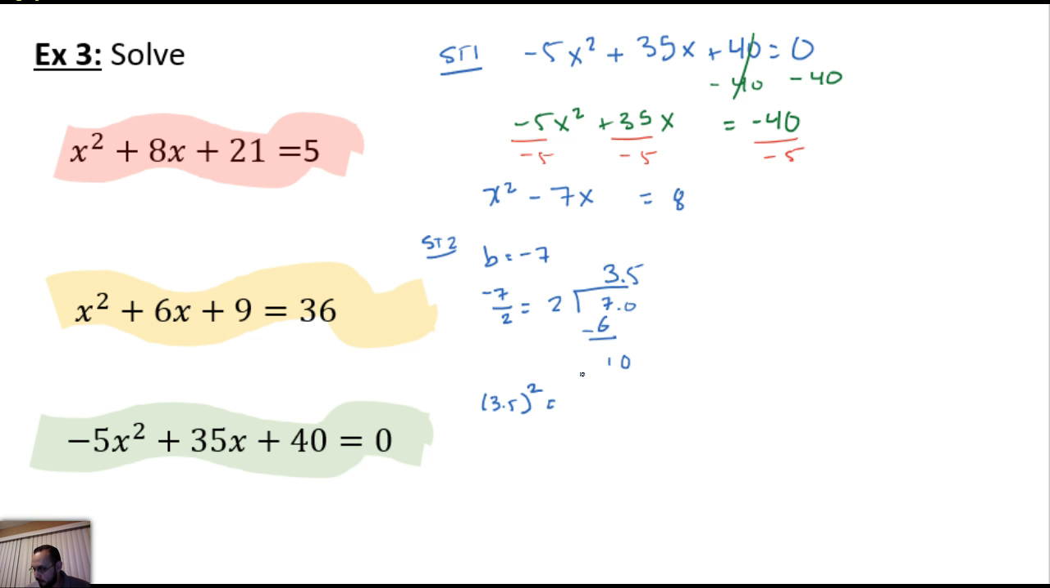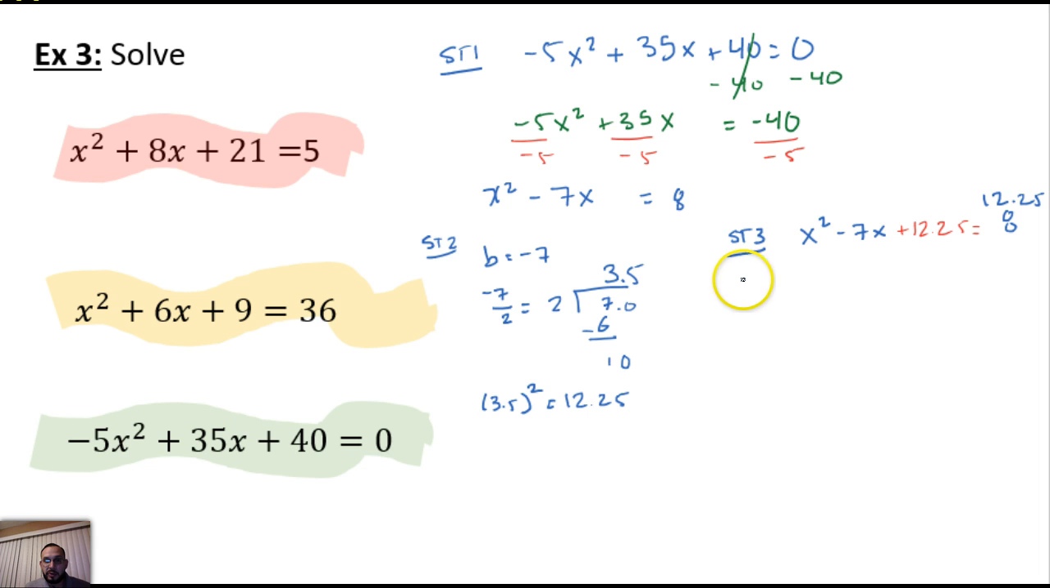Times 3.5 is 12.25. So then I'm going to jump to step 3. Step 3 says to add to both sides. So I'm going to have x squared minus 7x, and I'm going to add 12.25 is equal to, on the other side, I get 8 plus 12.25. I'm running out of space here, so I'll just stack it on top of each other, 12.25.